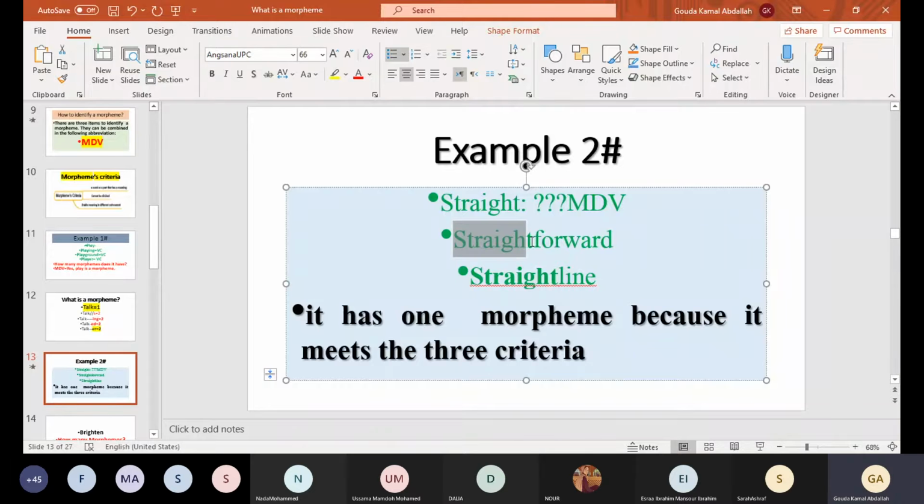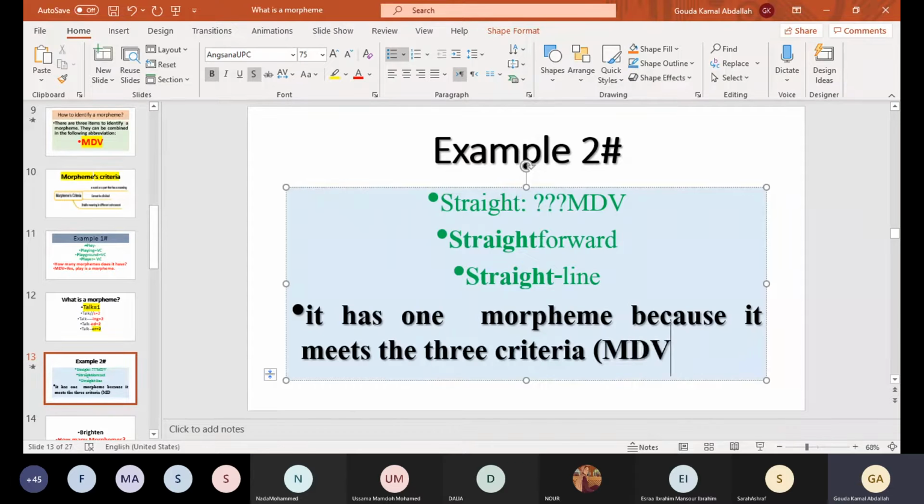So straight forward or straight line, and so on and so forth. So it has one morpheme because it meets the three criteria, which are the MDV: it has a meaning, cannot be divided, and most importantly, has the same meaning in different verbal contexts.